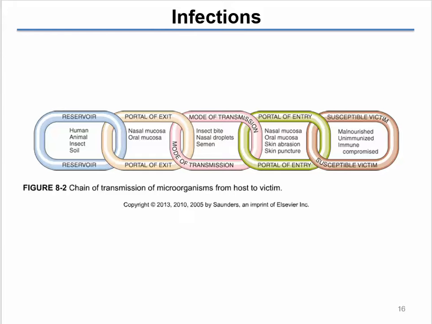And then it's got to get a way to be transmitted to the next person. So it could be through insect bite, through semen, through coughing or nasal droplets, things like that. It could be airborne or it could be waterborne. An interesting thing I read last year was that it looks like the diseases that are waterborne are more virulent. They cause more symptoms than the ones that are airborne.